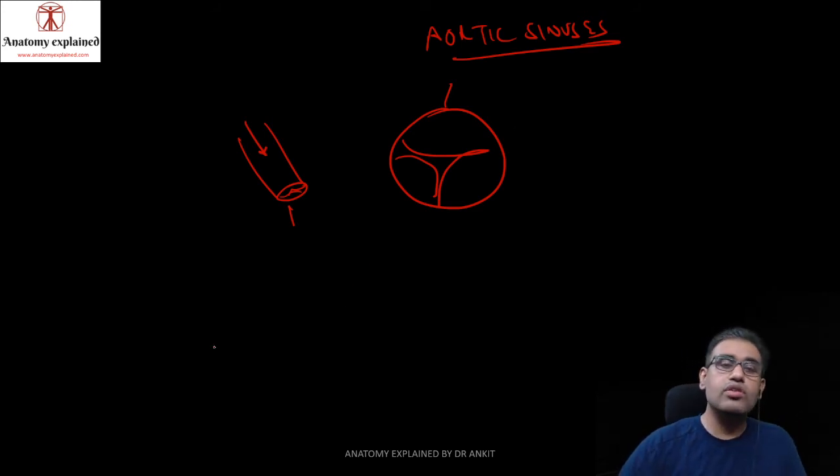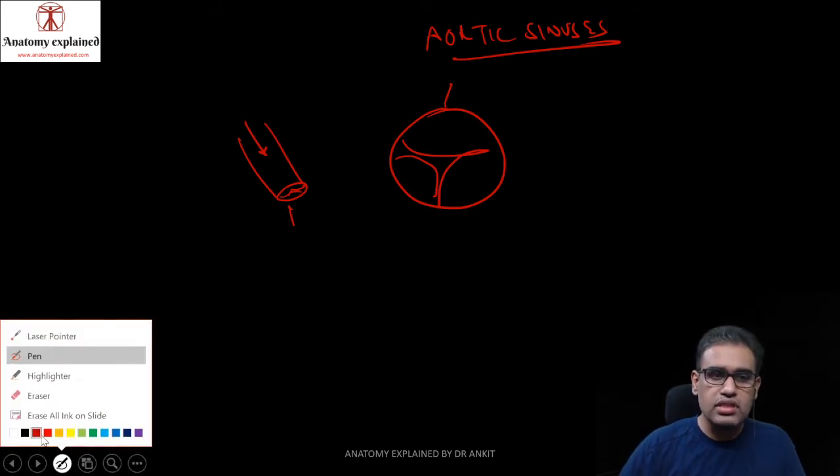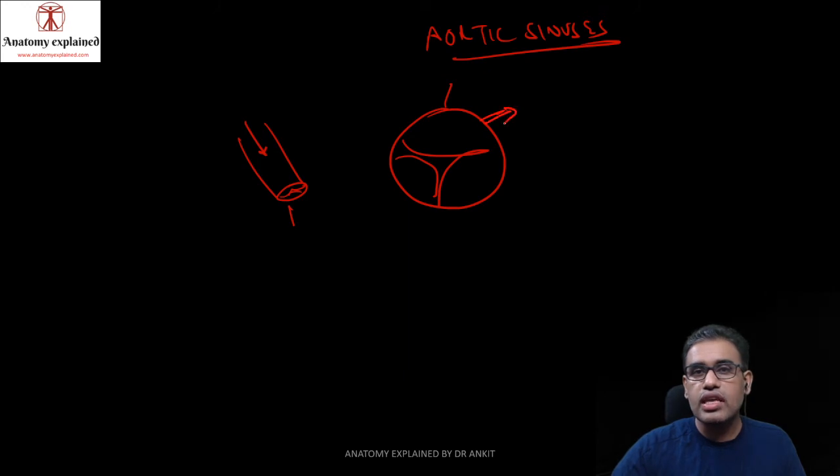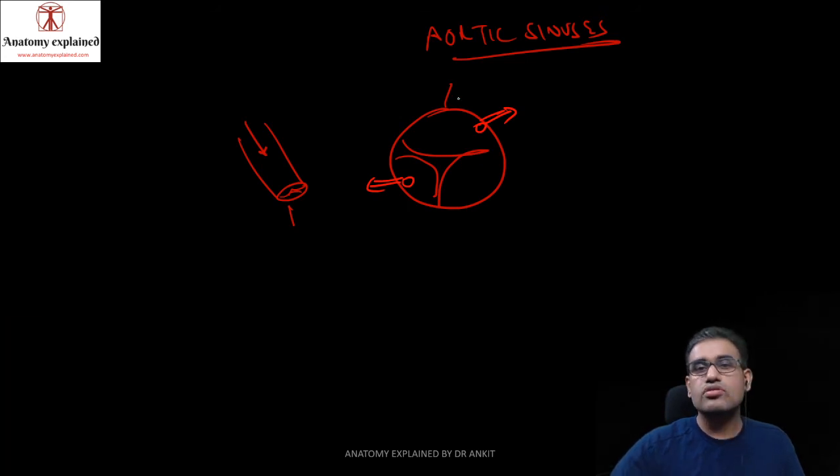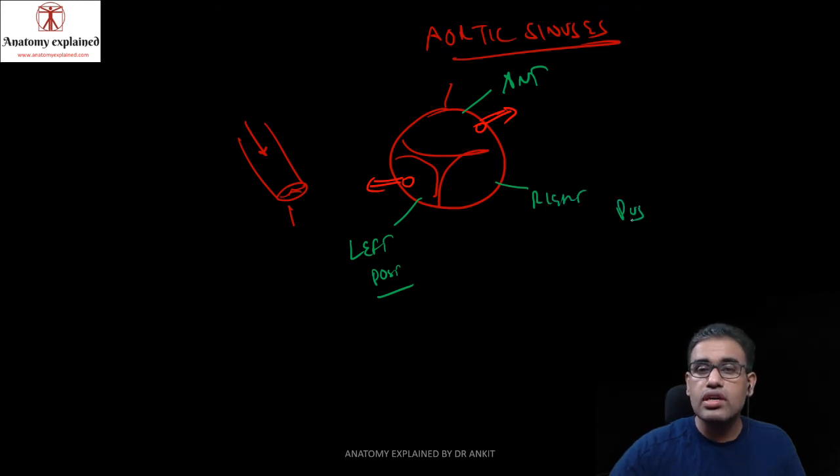So these are known as aortic sinuses, and what comes out from these aortic sinuses are your coronary arteries. So you have a few openings over here. What are the names of these aortic sinuses? First of all, let us call them by name. This is said to be the anterior aortic sinus, that is the left-sided posterior aortic sinus, and this is the right-sided posterior aortic sinus.